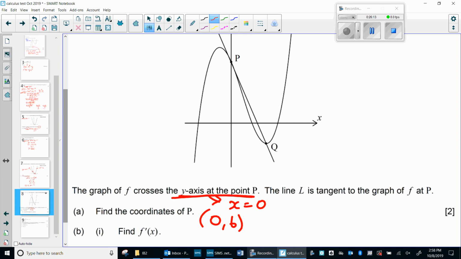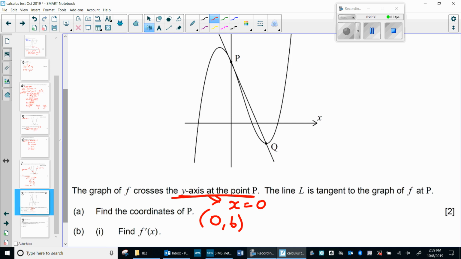Now, the diagram in this case would also have helped you, because they've got the picture of P and you can see it's here where x is 0. You can also see it's a positive value, so that also helps to see whether you got it right.